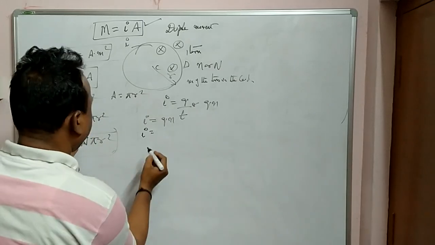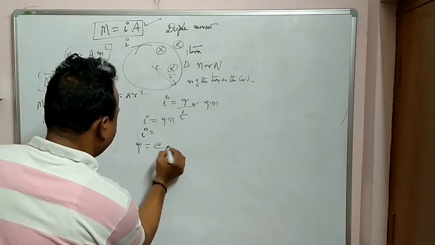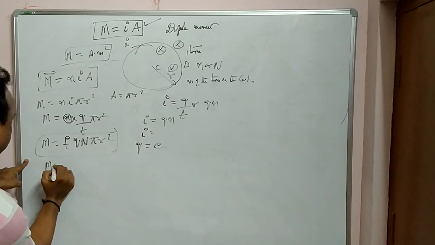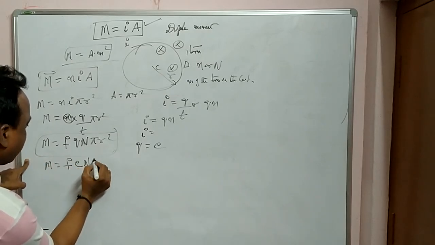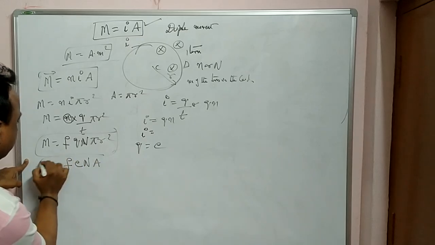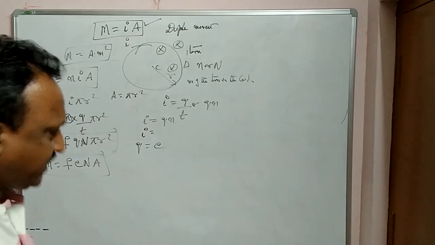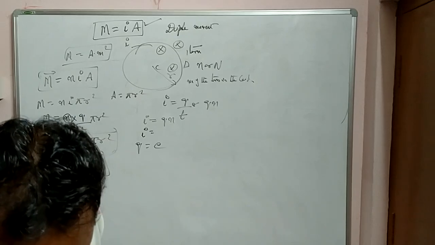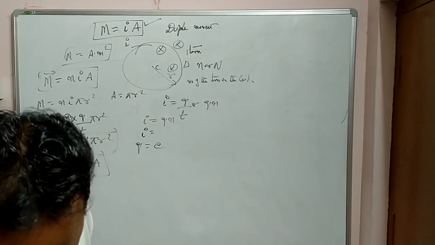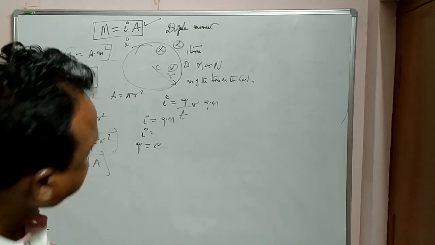Sometimes instead of Q you can also write E. Q, because it's the charge of the electron. So M is equal to frequency F, E, number of turns, area. Okay, FENA. FENA. Okay. Now you can see here, a small equation will be coming here.